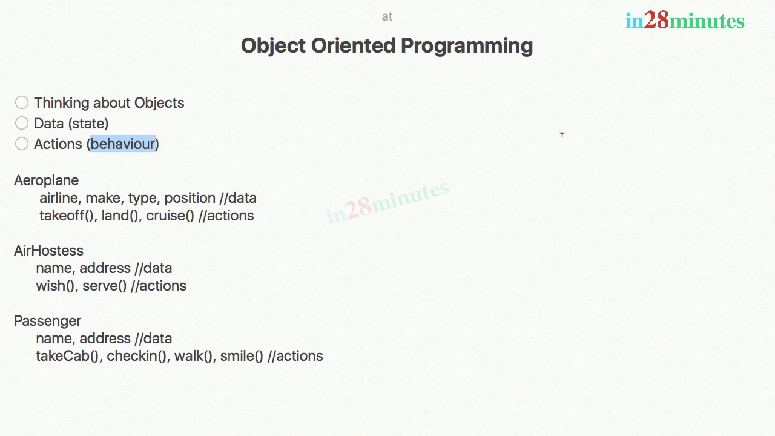Structured programming is all about thinking about procedures or methods. That's all we would be thinking about in structured programming. In object-oriented programming, we try and think in terms of objects, and what kind of data they might contain, and what are the operations or what are the actions that can be performed on these objects.